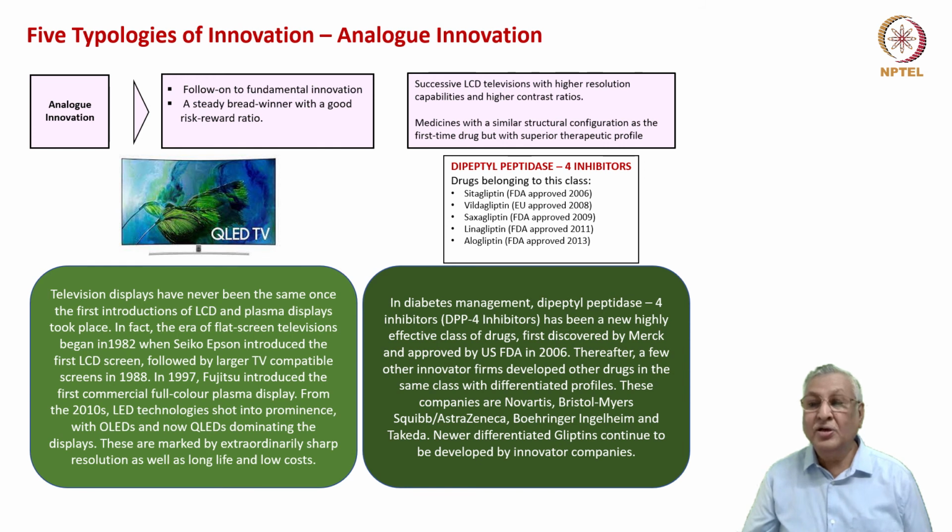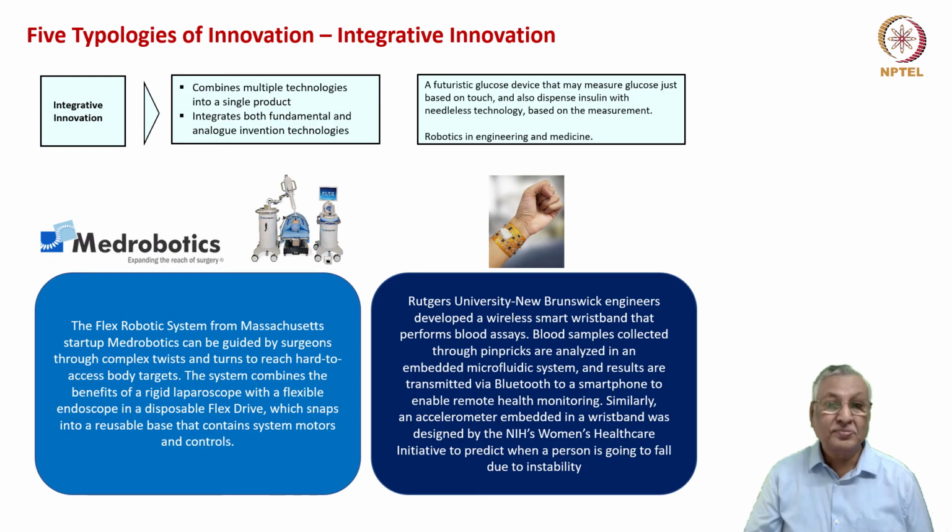The DPP-4 category of anti-diabetic drugs. One was approved first, sitagliptin, in 2006, that of Merck. Several others from other companies, Novartis, Bristol Myers Squibb, AstraZeneca, Boehringer Ingelheim and Takeda followed. As of now, we have about 10 to 12 DPP-4 innovative drugs that have had US FDA approvals and patent monopoly. Next comes the integrative innovation.